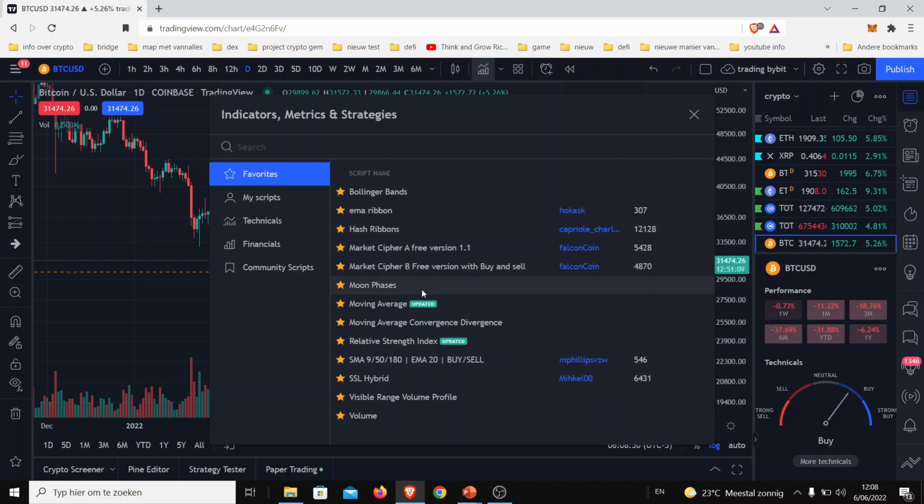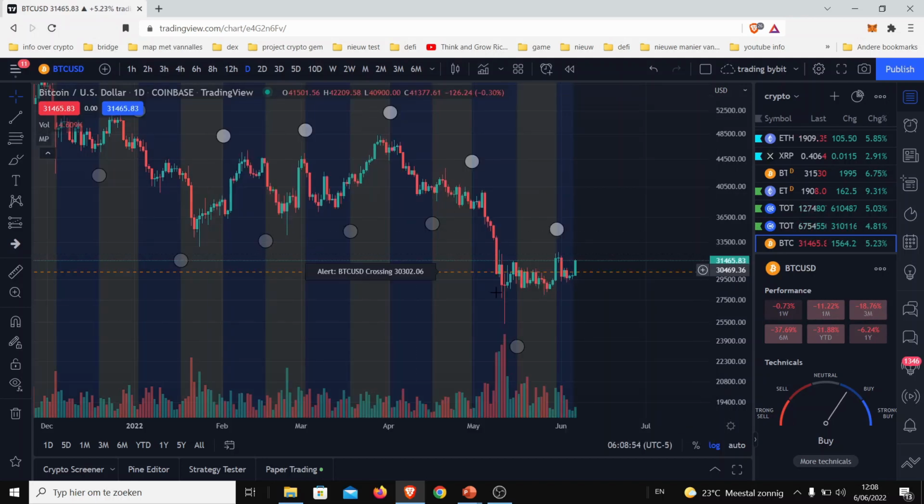That's about it. The moon phases you can also take a look at. This is when the new moon comes up, or when it's full moon. Sometimes this works beautifully with Bitcoin too. You can look, when the new moon starts, it goes down. Oh, sorry, when the full moon starts, it goes down. When the new moon is up, in the prediction normally this goes up.